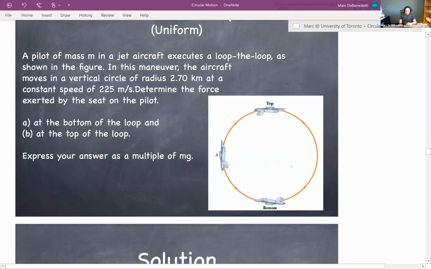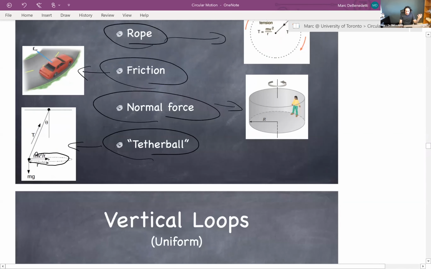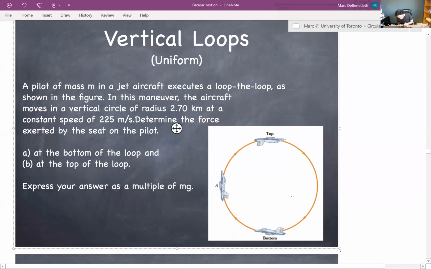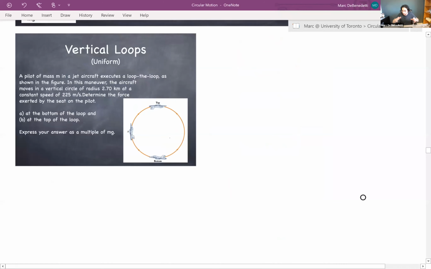Vertical loops, there really isn't a whole lot to vertical loops. Everything here we've done is a horizontal loop, right? Vertical loops are a little bit fun. But again, it's a new situation, so I can understand students being confused by it, but please understand at the end of the day, it's the same stuff, different situation.